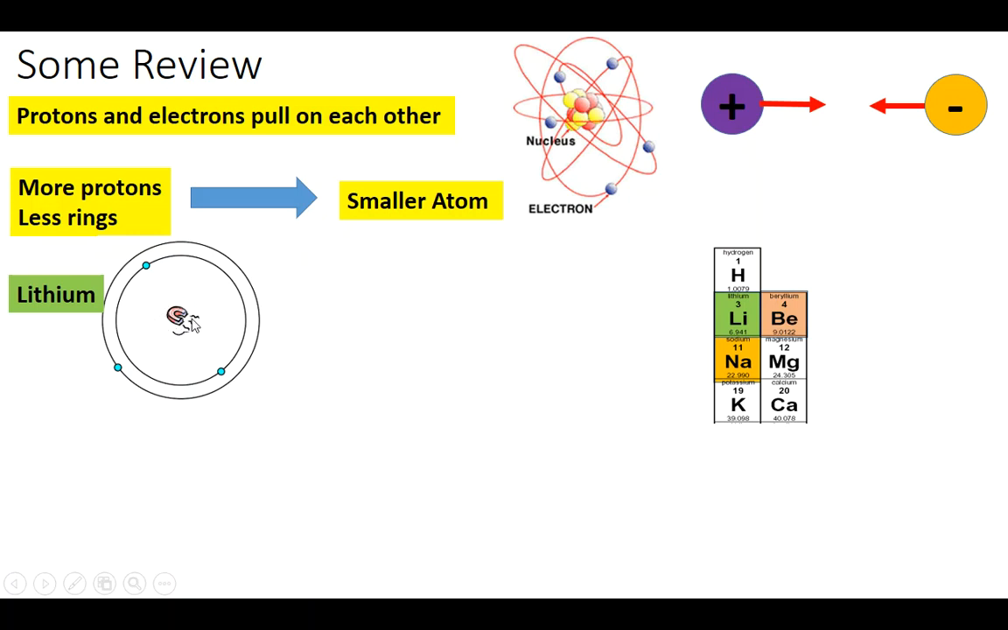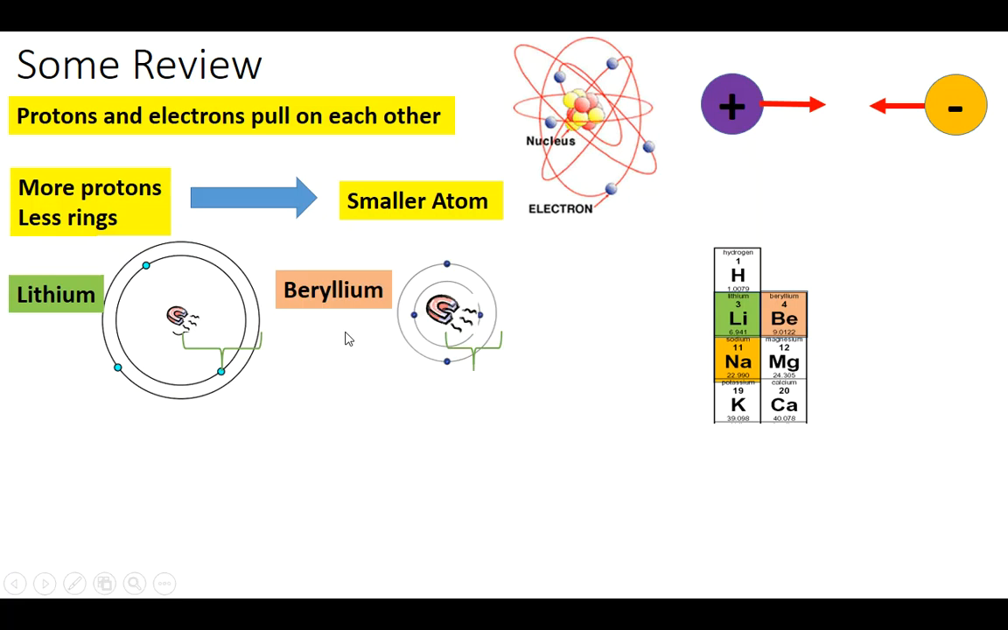It has 3 protons on the periodic table, and that's not very many protons. So it doesn't pull very hard on its rings, and they're able to relax a little bit and stretch out. So lithium, even though it doesn't have very many things in it, takes up quite a bit of space because its electrons are allowed to spread out because of the small magnet in the middle.